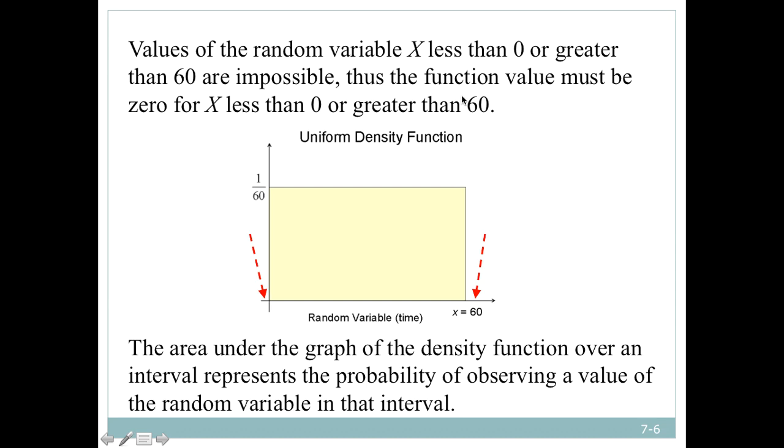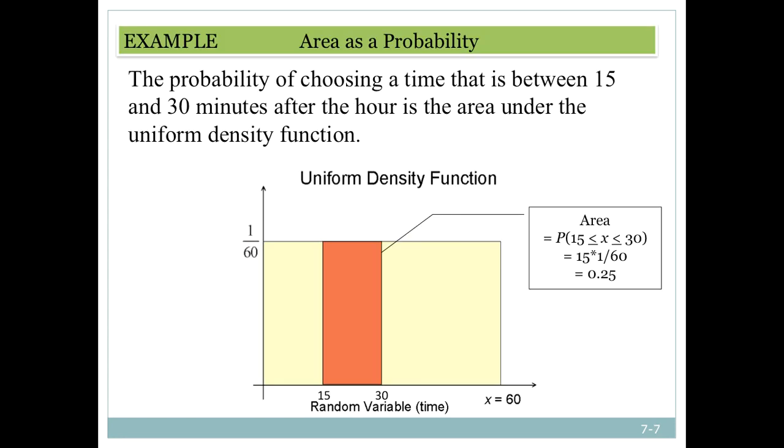So values of the random variable x less than 0 or greater than 60 are impossible. So if we take a look at those values on our little graph here, you'll notice that this part is not shaded, okay? The probability of this happening is just 0. The probability of getting a value greater than 60 is also 0. So there's no shading there. Now, the area under the graph of the density function over an interval represents the probability of observing some value in that interval.